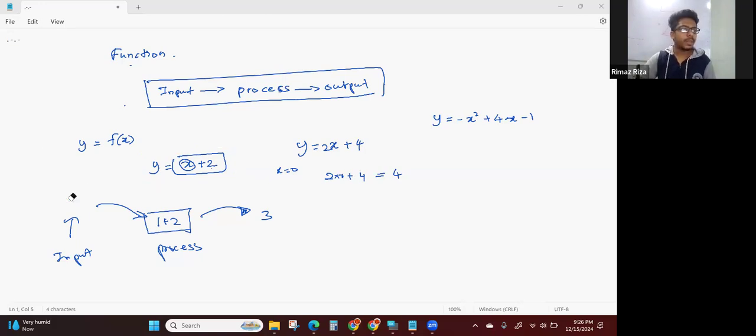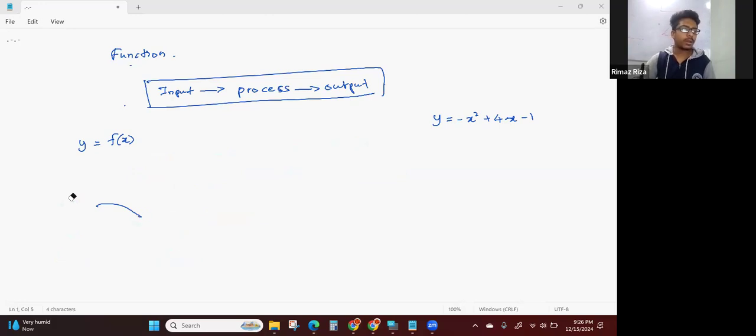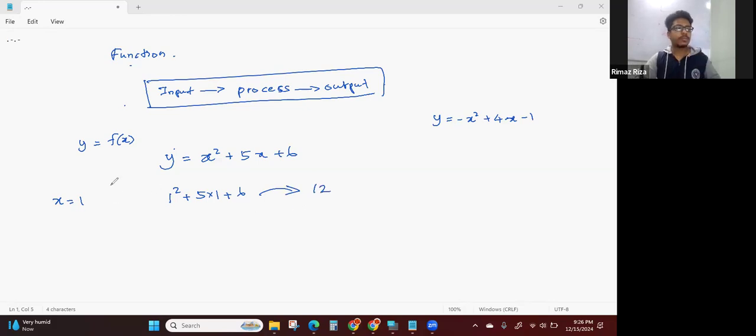Okay. All right. Now let's see what an equation means. Now, for example, this is also a function. This is a quadratic function: y equals x squared plus 5x plus 6. If you give an input, it gives an output. Now let's say the input is x equals 1. Then the process is 1 squared plus 5 into 1 plus 6. So it gives the output 12. If you give input as 1, it produces output 12.